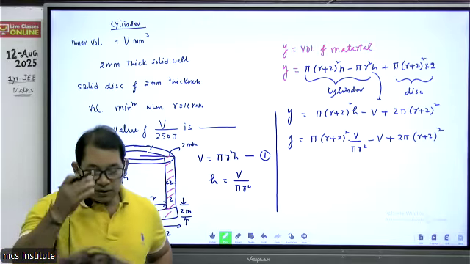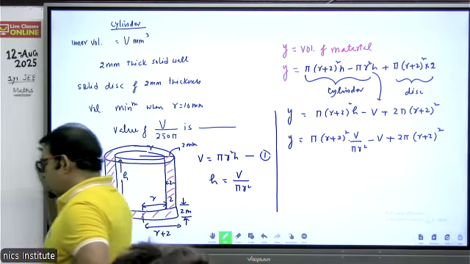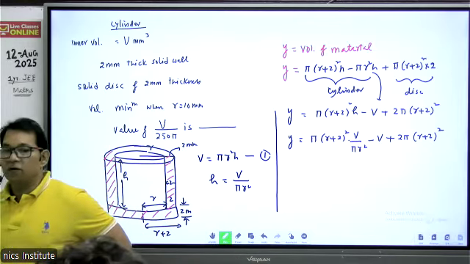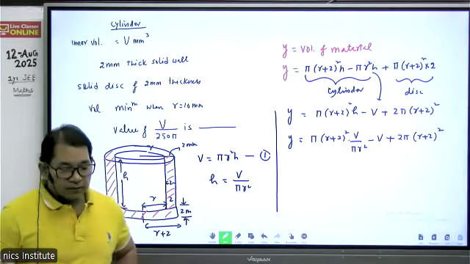So differentiate this with respect to r and substitute r equal to 10 and equate dy by dr equal to 0. This is again a recent entrance question.